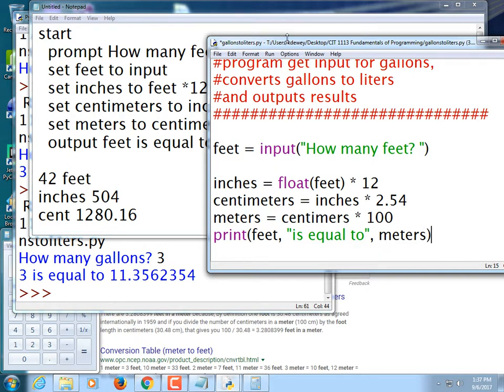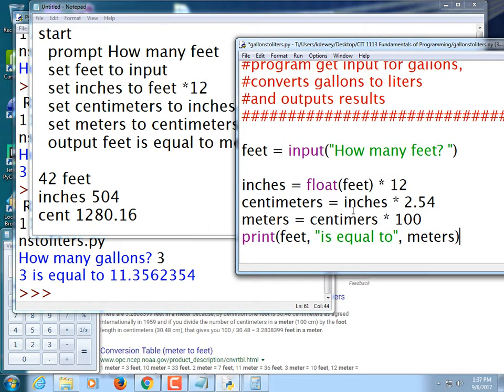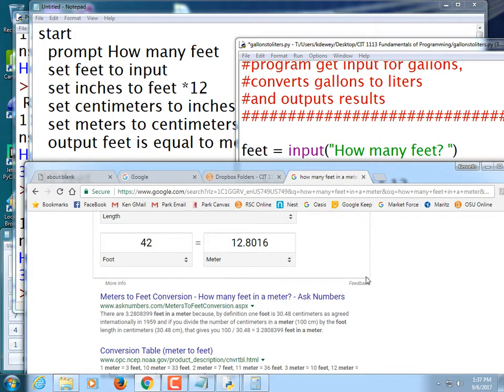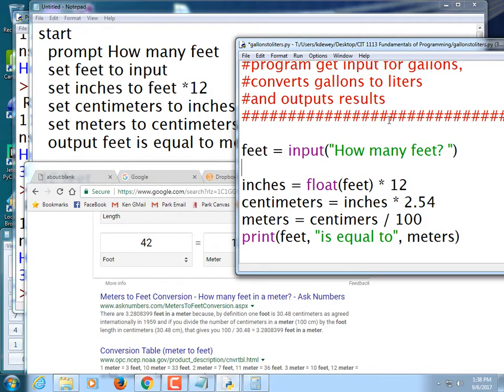Right? Nope. Divided by. So if all goes well and I enter 42, I should end up with a 12.8016. Y'all agree?